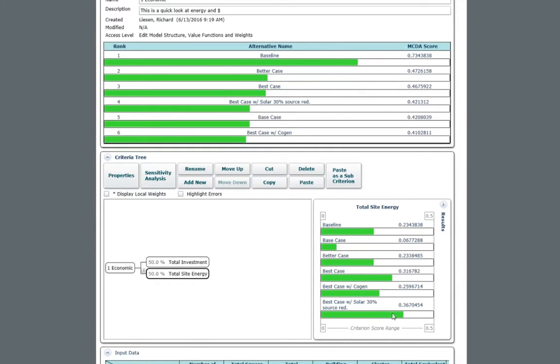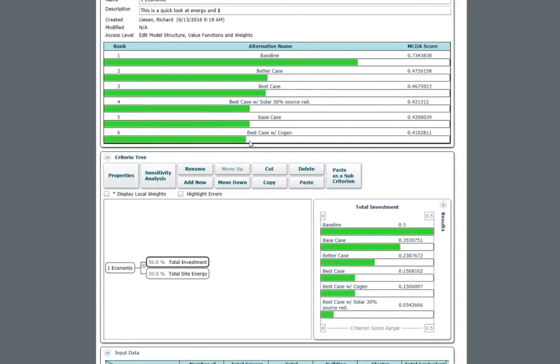Remember, the longer the green bar, the better. And we see that the best case with solar, if it was just energy, we'd be looking at the best case with solar or best case with cogen. These are the two cases we'd be looking at if it was just energy. And if it was just money, we would do nothing, or we would do the base case. But this gives us the combination up here, and so now we can see how these score together.